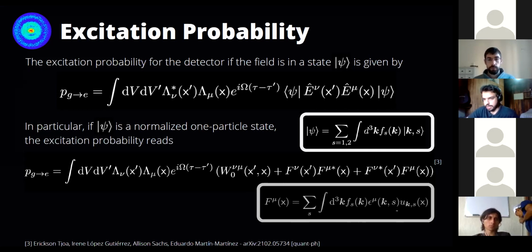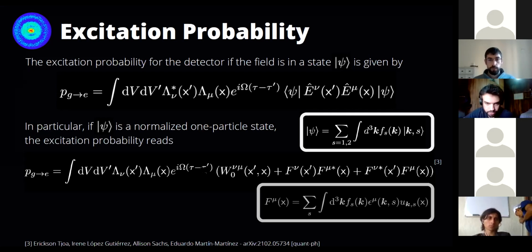So u_k(x) here are the mode decompositions for the electromagnetic field, and epsilon mu are the polarizations. So essentially, these f mu of x are the position representation of this function f with respect to the mode decomposition that we pick for our field, okay? And this will be a general feature that will show up in every detector model we'll see from now on, whenever we decide to consider a one-particle state. So yeah, keep that in mind.